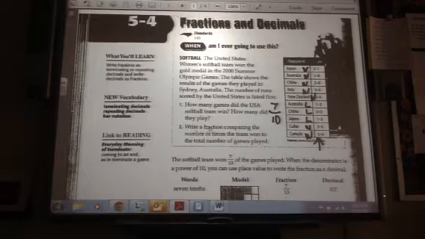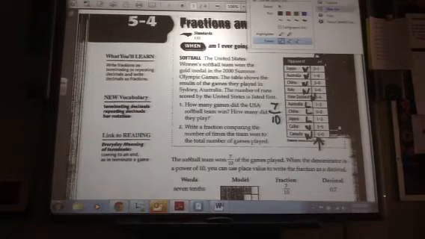This one says, write a fraction comparing the number of times the team won, so I put that on the top, the number of times they won, to the total number of games they played, and we have the 10 on the bottom. All right, I believe that we're going to have some more discussion about this as we go down the page.